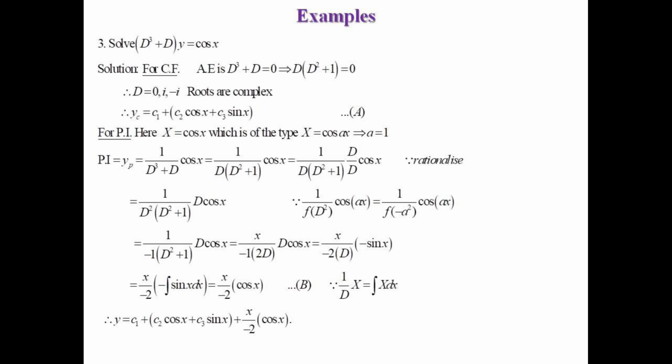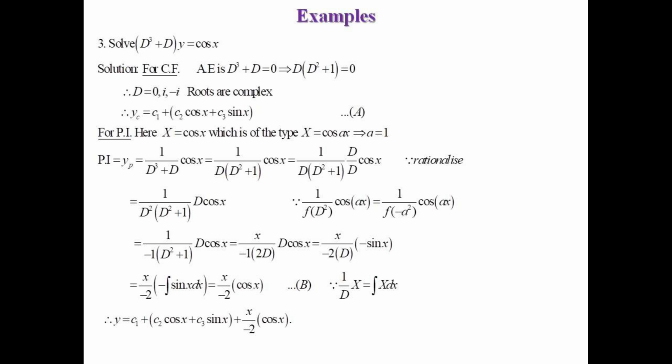So we can write this as x upon minus 1 into the derivative of d square plus 1, which is 2d, into d cos x. So don't cancel the term d by d, that is not the way to cancel it. Now here we get the value of the derivative of cos x as minus sin x. So again, 1 upon d into x is equal to the integration of x dx.